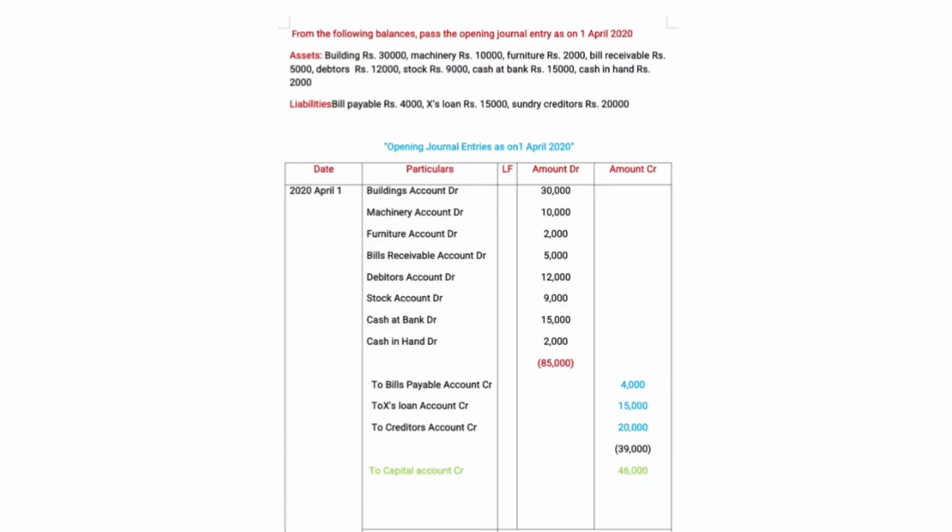Now we compare both balances, 85,000 with 39,000. The 85,000 of assets is more than the liabilities. That's the reason we consider the remaining balance as capital. We take "To" as the prefix with capital account. It is 46,000. Now the problem is completed.